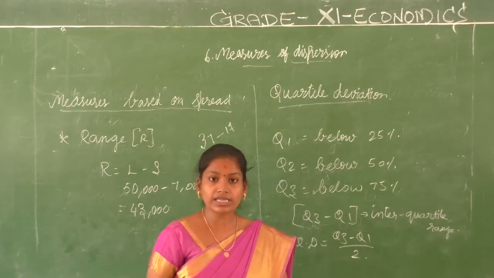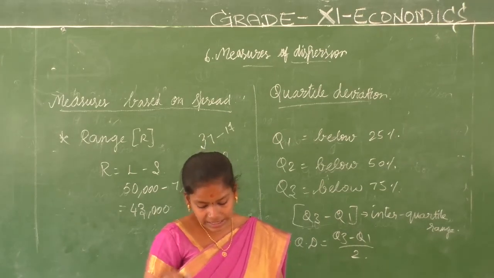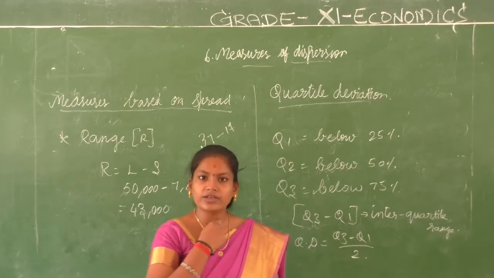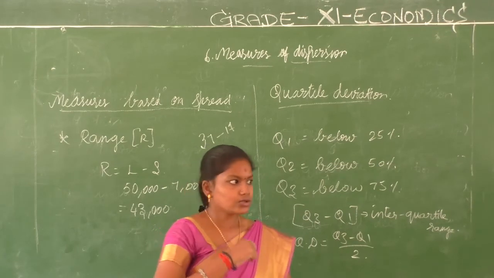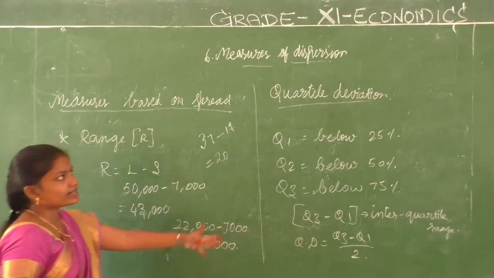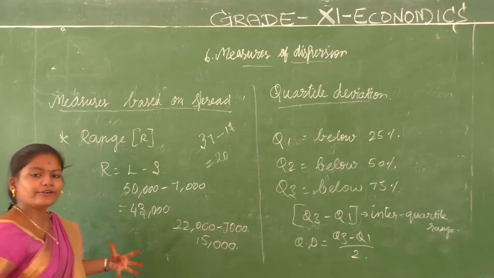Then we'll move on to standard deviation, to discuss in detail about the standard deviation and how to calculate that. So, range and quartile deviation talks about what? The spread of the values.